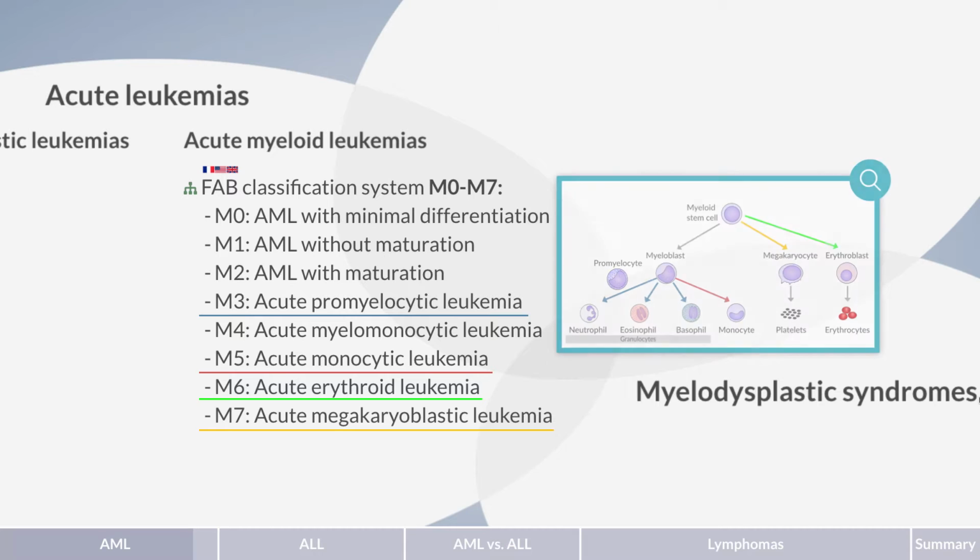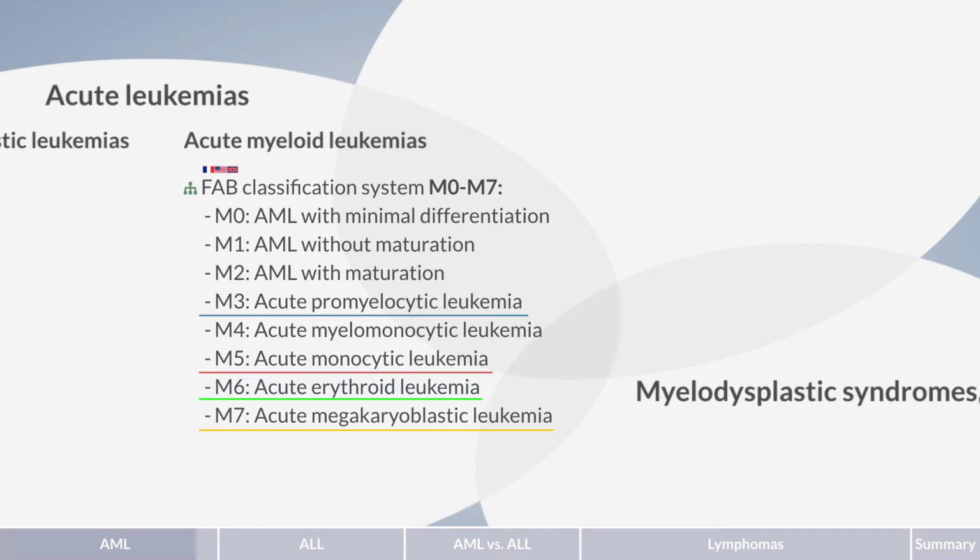Apart from the FAB classification, there is also the newer WHO classification for acute myeloid leukemias, which is based on molecular genetic findings. This is a much more abstract approach, but is advantageous in the sense that molecular changes are tightly associated with the aggressiveness of disease and treatment options.